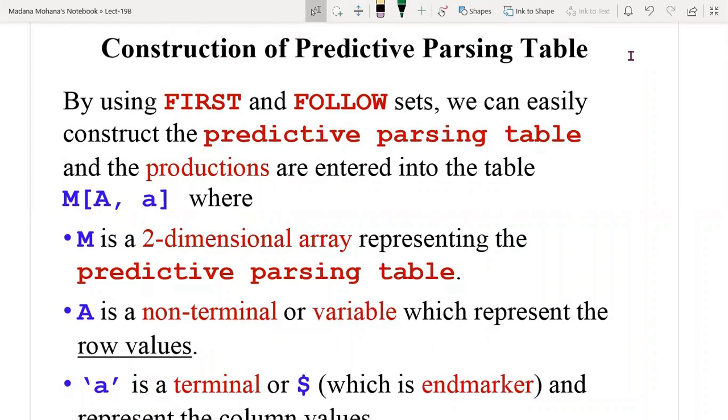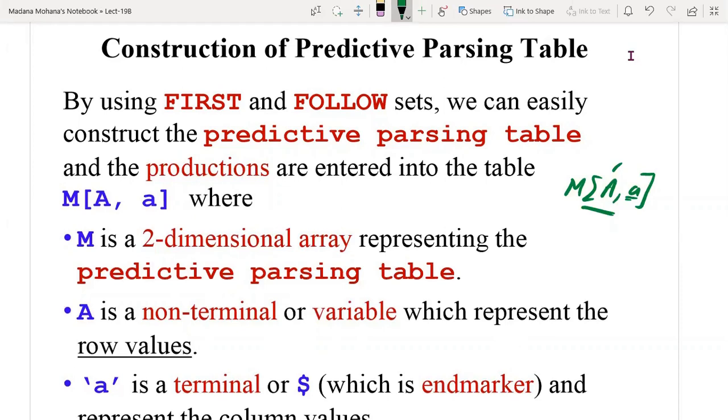Now in the model of predictive parser, you can recall we have one component, the predictive parsing table, which is a two-dimensional array, denoted M of a variable comma a terminal. So here variables are row headings and terminals are column headings in the table. We already discussed the working of predictive parser by taking the predictive parsing table. Now how to construct the table, that we will discuss now.